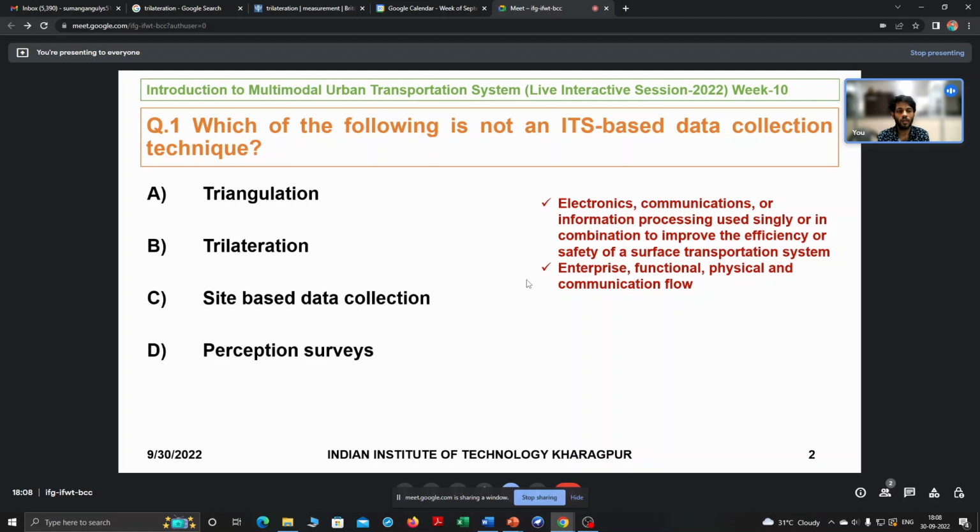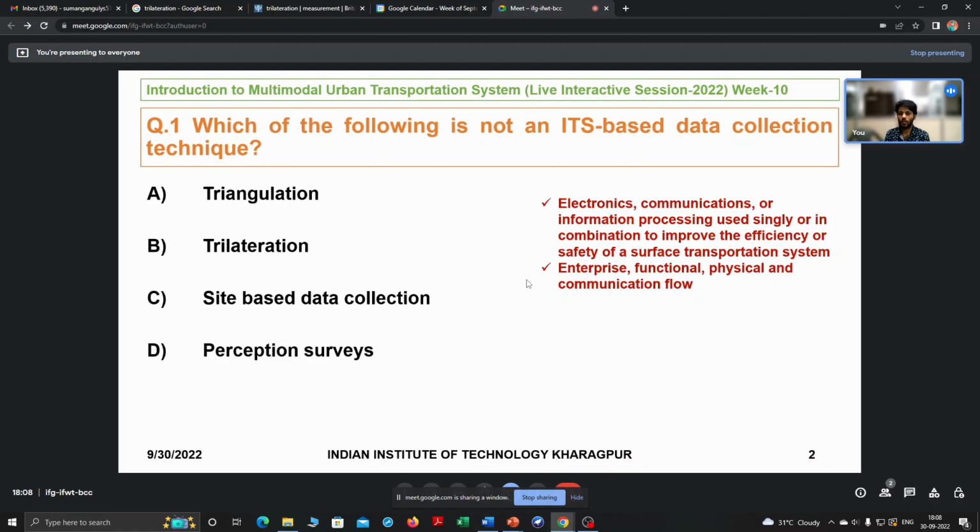So this is broadly ITS, what it means, right? So now then triangulation, trilateration is site-based data collection. Site-based data collection may consist of a videographic survey or some other kind of survey, right? Then the perception survey. So which of the following is not an ITS?